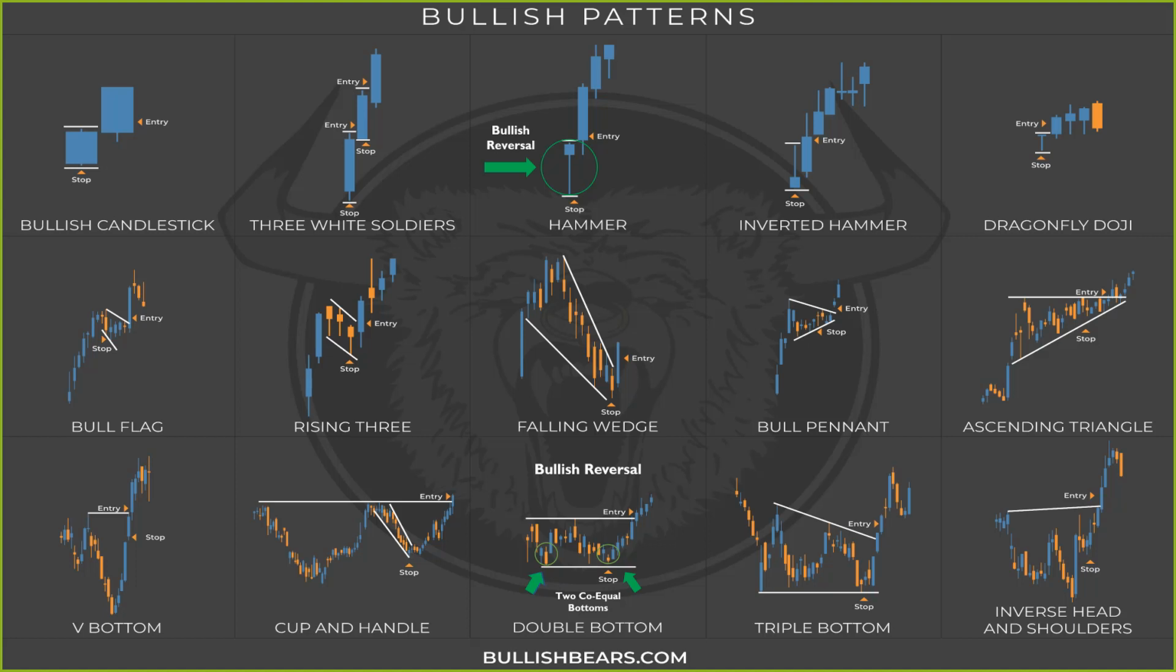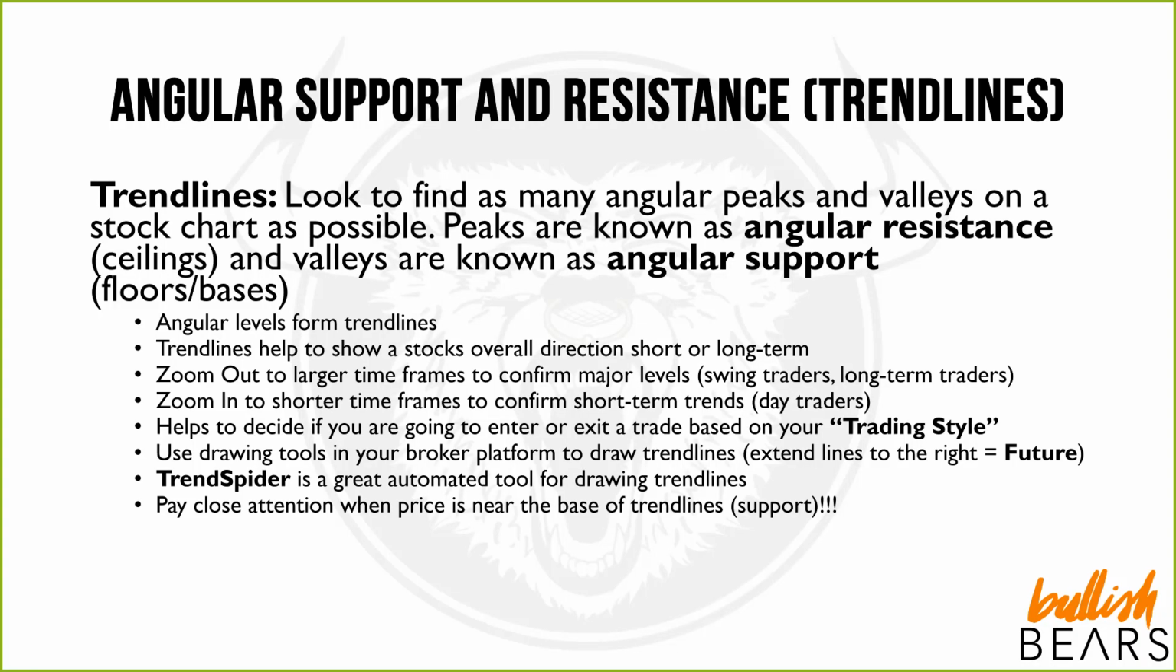Hammers, double bottoms, so many patterns to learn, but we're going to talk about some of them. All right, angular support and resistance, otherwise known as trend lines. What you want to do is find as many angular peaks and valleys on a stock chart as possible. Peaks, again, are known as angular resistance or ceilings, and valleys are known as angular support, or those floors or base levels. So trend lines, angular support, angular resistance.